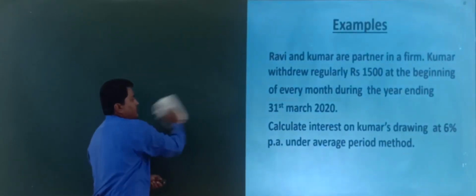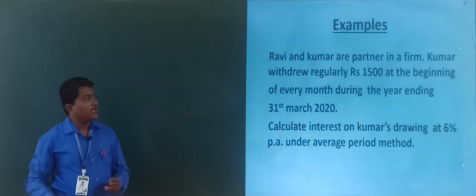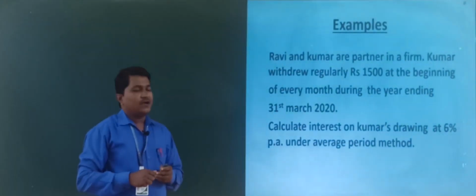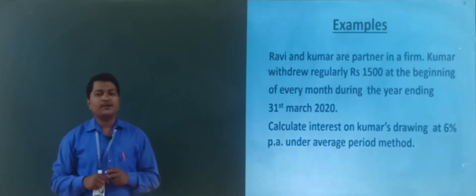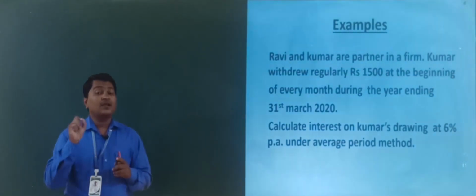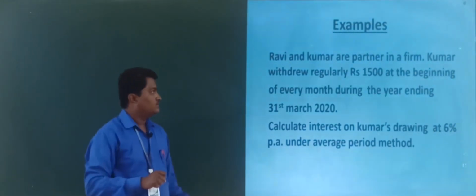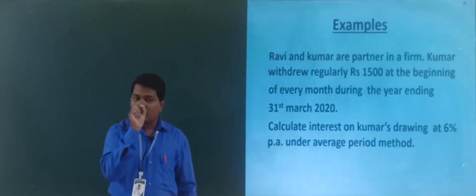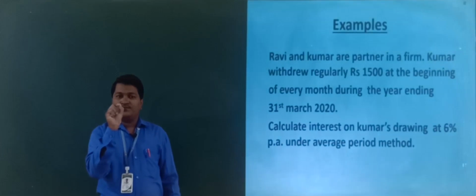So let's go for an example. Here I take an example. Ravi and Kumar are partners in a firm. Who are the partners? Ravi and Kumar are partners in a firm. Kumar withdrew regularly. Yes, please keep in your mind, regularly.